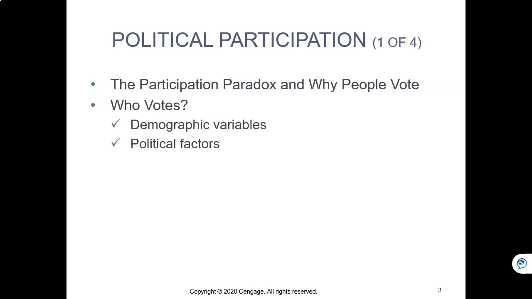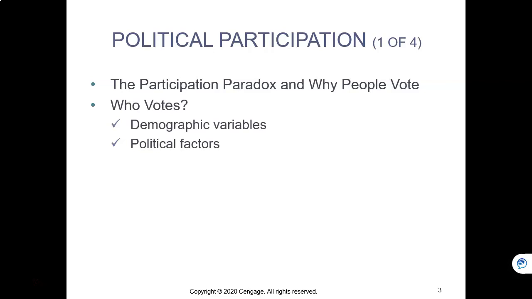Income, you have a bigger stake. If things don't go right and if the right people aren't in office, you have more to lose. And then bottom line, the older people are, up until the age where people are less and less likely to be able to get out, so late 80s, 90s. But generally, the older people are, the more likely they are to vote.